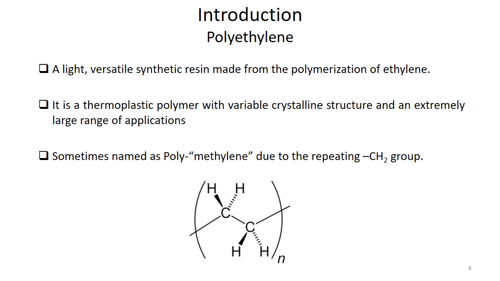There are numerous variants on this basic structure that fall under the general umbrella of polyethylene. Modifications to the general structure include short and long branches, cross-linking, and a variety of terminal groups. Branches may consist of simple hydrocarbon chains or more complex structures, but because the basic structure of polyethylene stays the same, we categorize all such polymers as polyethylenes. It is a thermoplastic polymer with variable crystalline structure and an extremely long range of application.